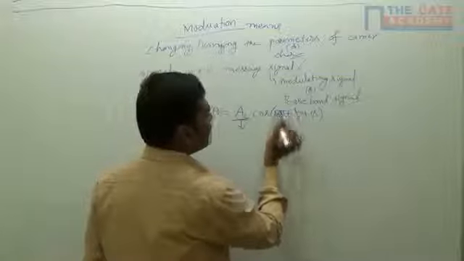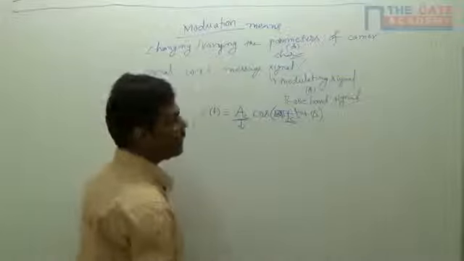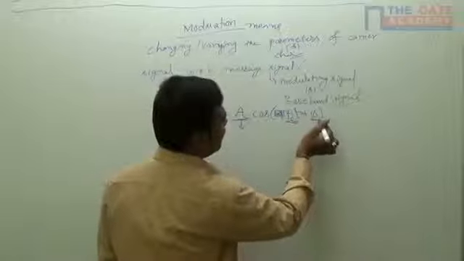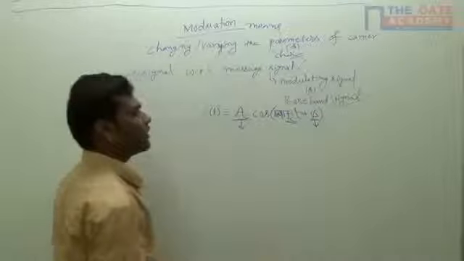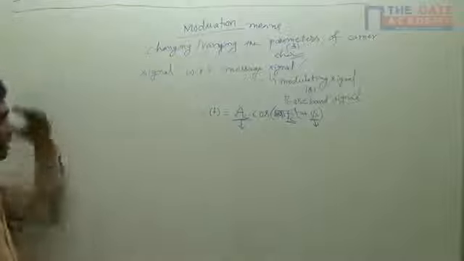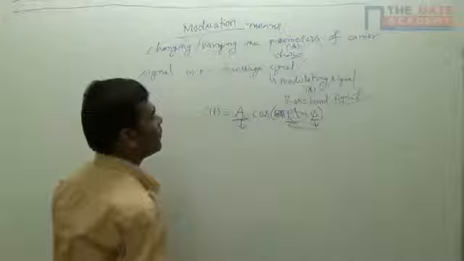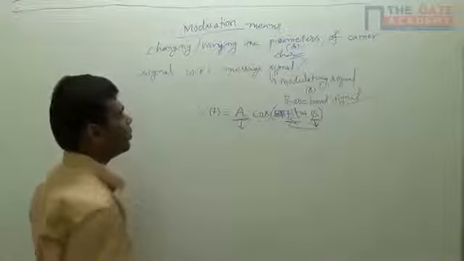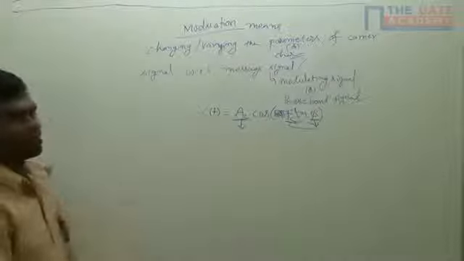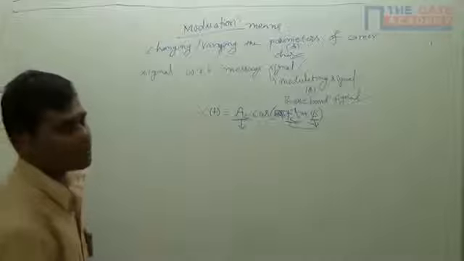By changing the frequency of this carrier waveform signal we will get FM, frequency modulation, and by changing the phase of the signal we will get phase modulation. So frequency and phase modulation are almost the same techniques, and here is amplitude modulation. Now we are studying amplitude modulation. We have seen it last class.